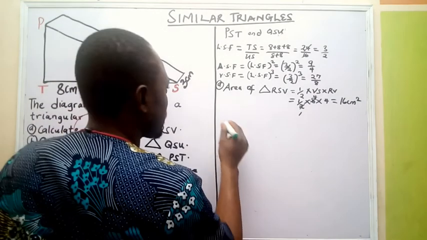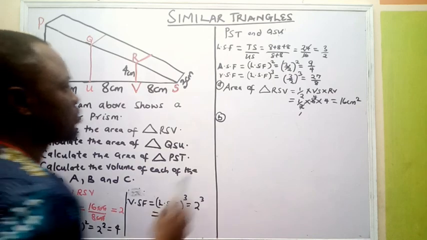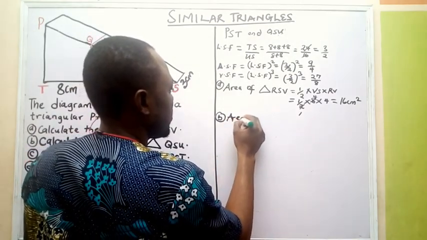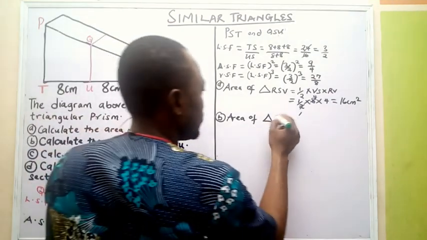So let's move to the next question, which is the B part. The B part says you should calculate the area of triangle QSU.